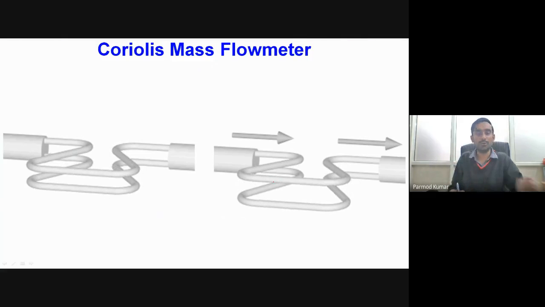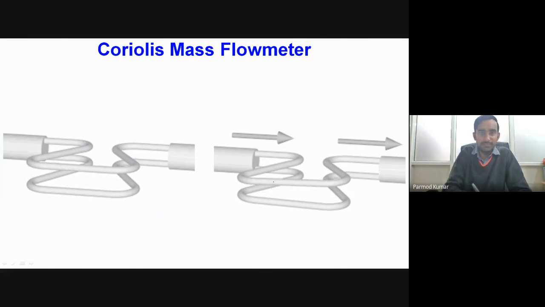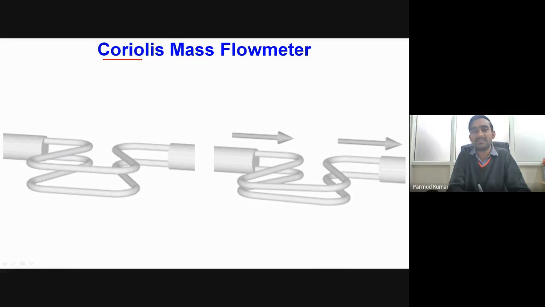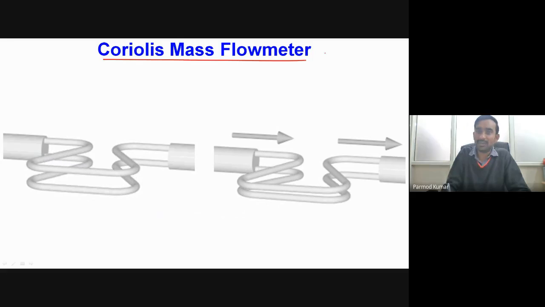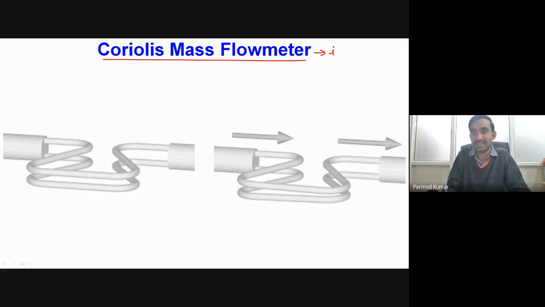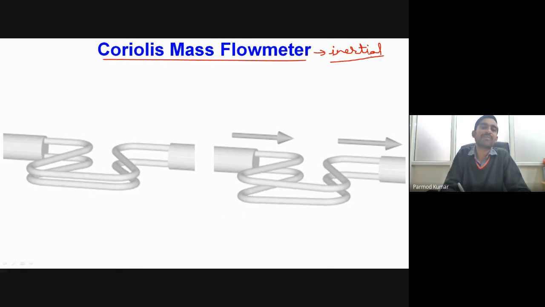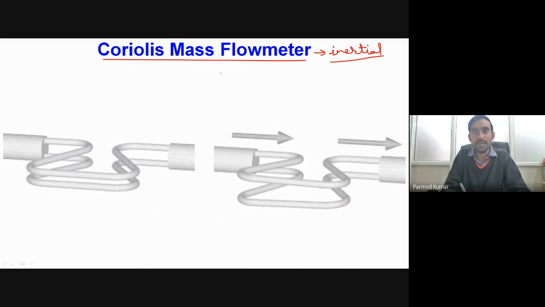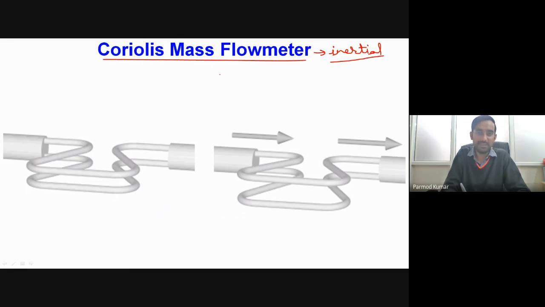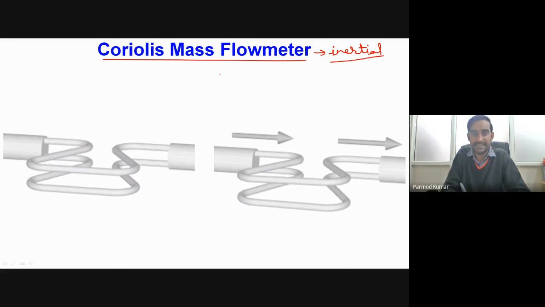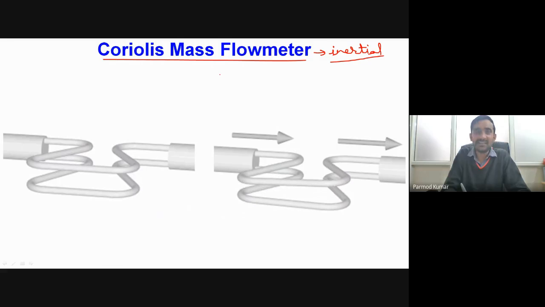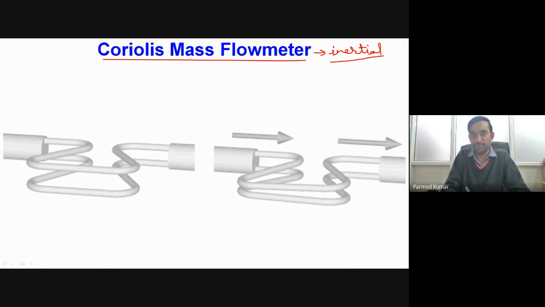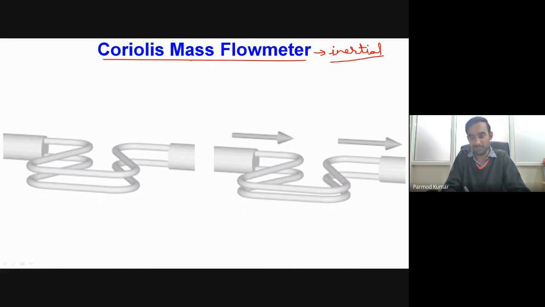So let me start now with one very important type of flow measurement device, which is particularly known as Coriolis mass flow meter. This particular type of flow meter is also known as inertial mass flow meter. Nowadays it is very popular for the measurement of mass flow rate. One major difference between the other flow measurement devices and this is that over here we are directly getting the mass flow rate of the fluid medium. Instead of volumetric flow rate we are getting directly the value of mass flow rate.